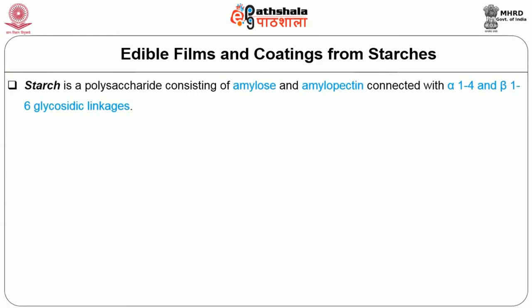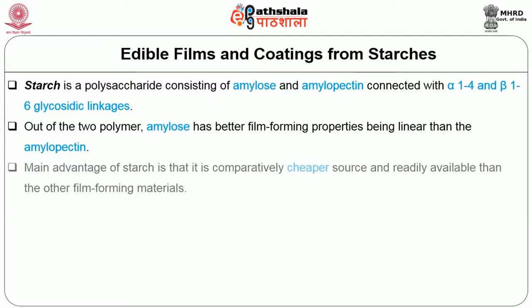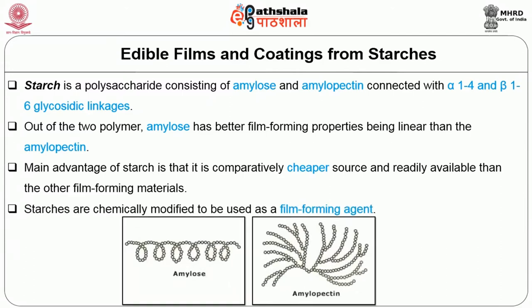Starch is a polysaccharide consisting of amylose and amylopectin connected with alpha-1-4 and alpha-1-6 glycosidic linkages. Out of the two polymers, amylose has better film properties, being linear, than amylopectin, which is highly branched. The main advantage of starch is that it is a comparatively cheaper source and readily available than the other film forming materials. Starches are chemically modified to be used as a film forming agent.